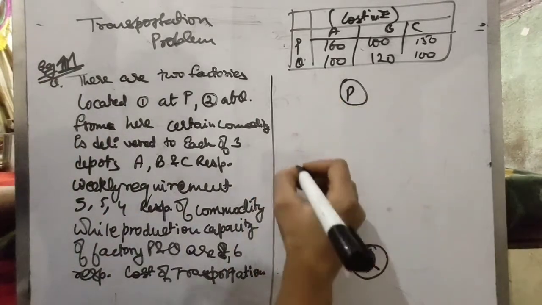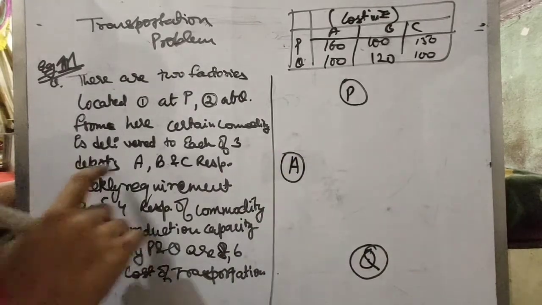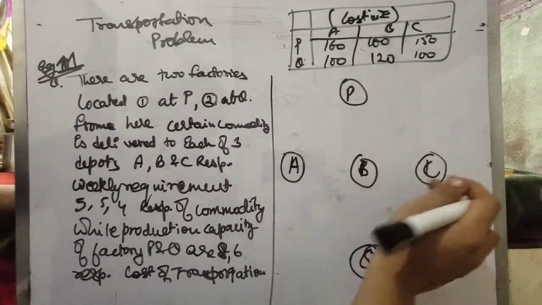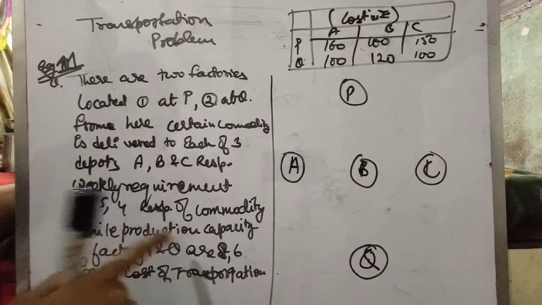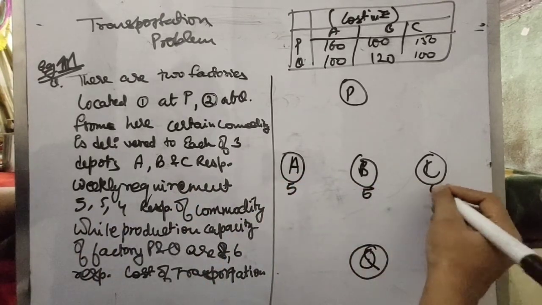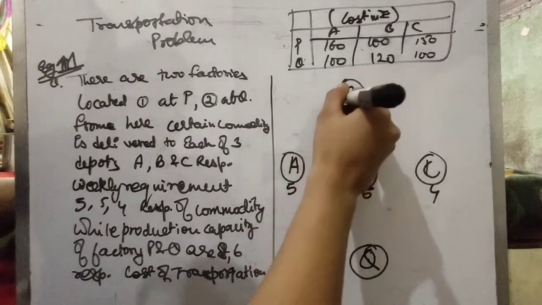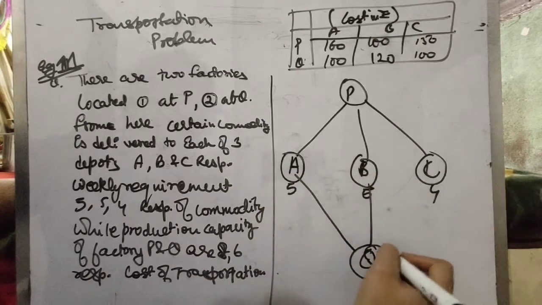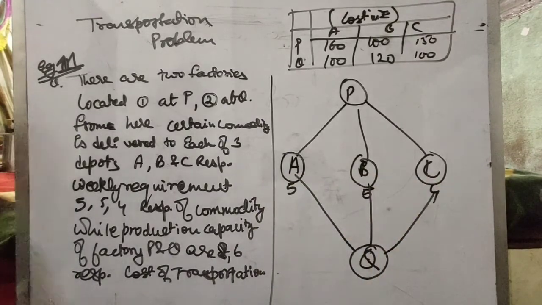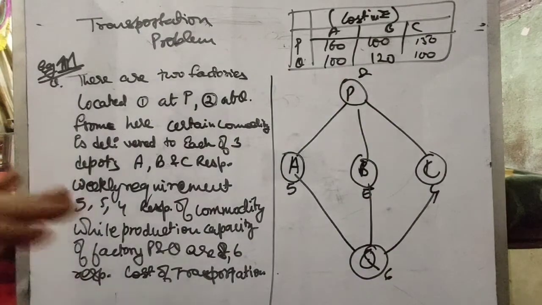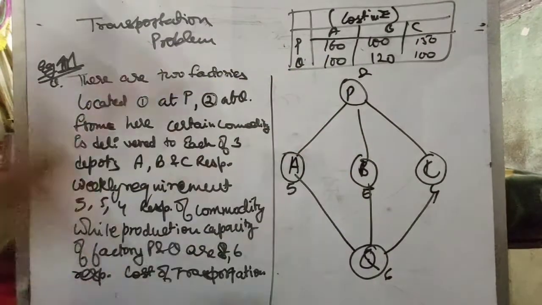Okay, so now you are also given that there are 3 depots A, B and C. We'll make the depots here, A, B and C, and their vehicle requirements are 5, 5 and 4 respectively. So factory P delivers to all of these, and factory Q will also deliver to all 3. You are also given that the production capacities of P and Q are 8 and 6 respectively, that is they only produce 8 units and 6 units.